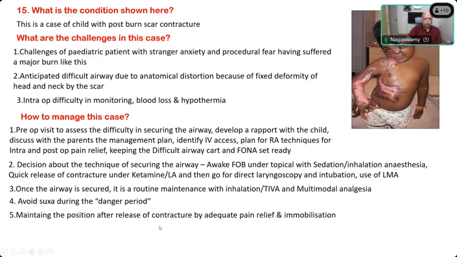Maintaining position after the surgery is very important for maintaining the graft or whatever repair you have done. So immobilization will be done. For that, you must give good pain relief, otherwise the child will be restless. And psychological and nutritional support must also be taken care of.